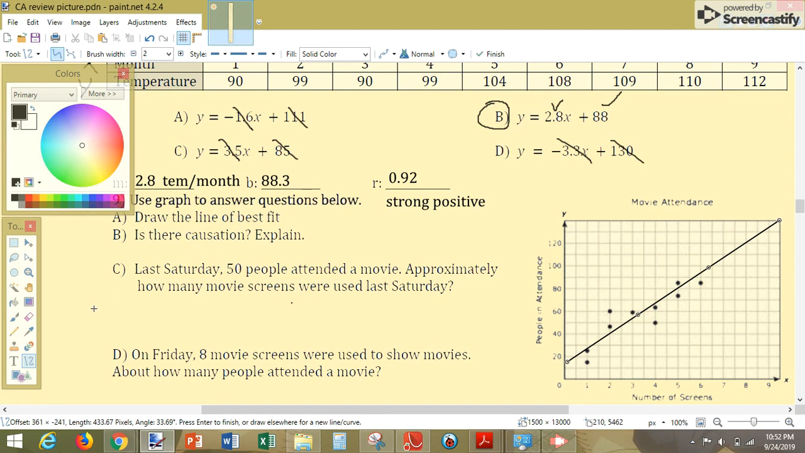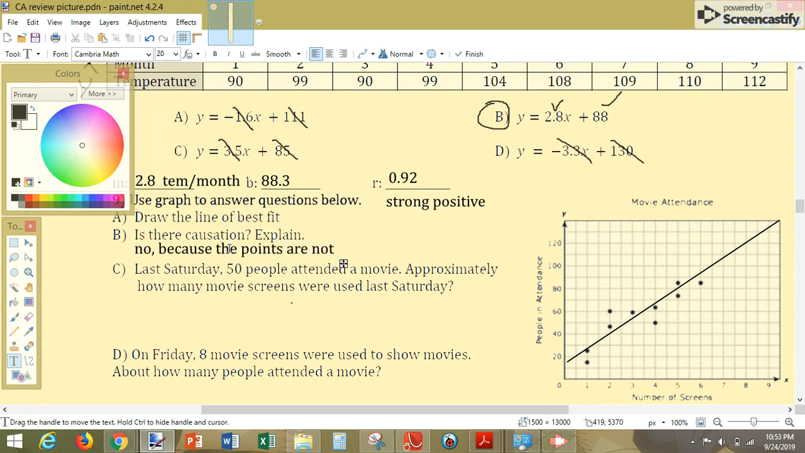Now, is there causation? Is this a cause and effect? Basically, if you do one of these things, does it always result in the other? No, it does not, because the points are not all on the line.